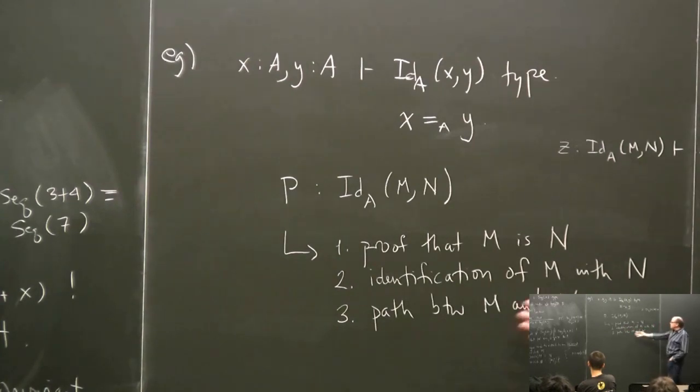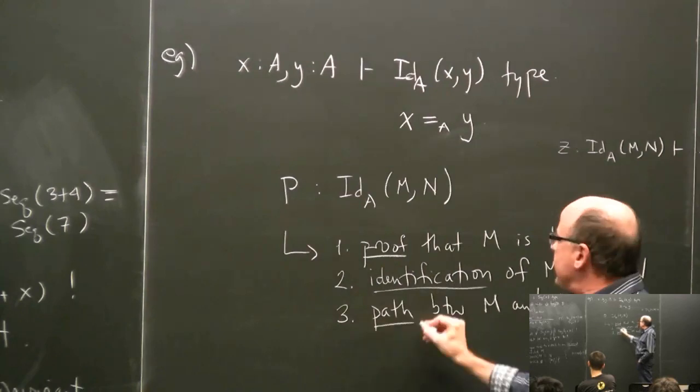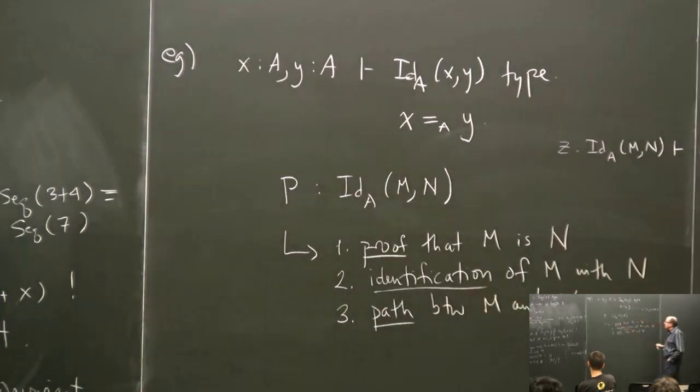And we can compose paths. That is, if I have a path from m to n and n to p, I can compose them and make a path from m to p. So I'm going to explain that in detail by the end of the lecture, but I just want to give you a flavor. So there's going to be these readings, okay? There's proof, there's identification, there's path. Sometimes people will say evidence here, different words like that, okay?